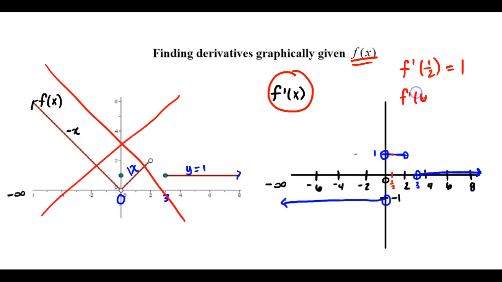What about f prime of 6? So at a value of 6, this function is 0. It's this constant piece of the line. So f prime of 6 is 0 along the x-axis. So it's a little bit tricky, but if we break it down piece by piece and we remember that the derivative is the slope of the tangent line, what I've drawn here, f prime of x, is the slopes of the tangent lines of this original piecewise function.